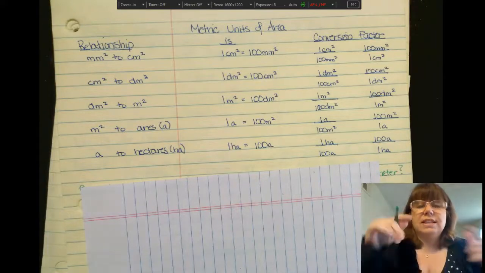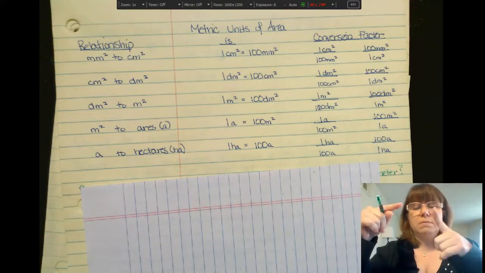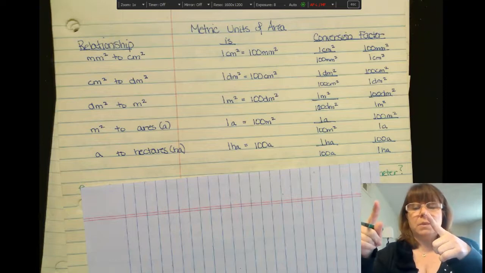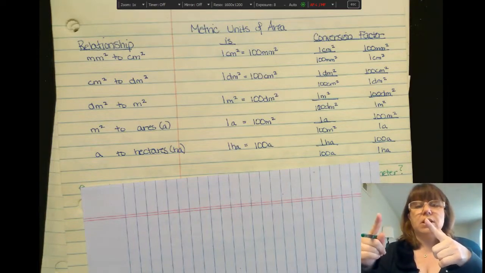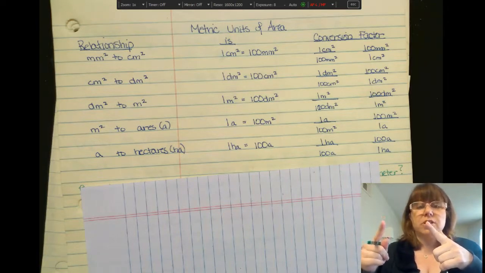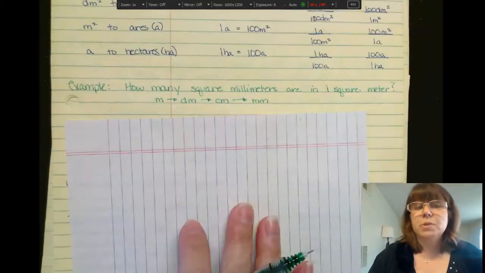Now this is just the next step up. So millimeters to the next step up, centimeters, would be 100 units. But if I wanted to go from millimeters to decimeters, it's 100 times 100. If I wanted to go from millimeters squared to meters squared, it's going to be 100 times 100 times 100. See how that works? Let's put it in play.